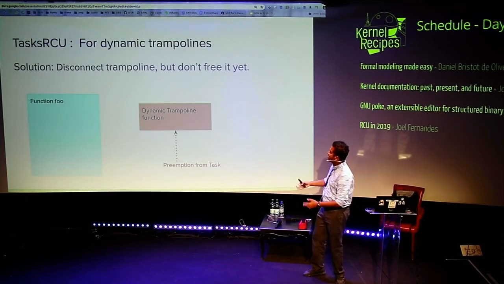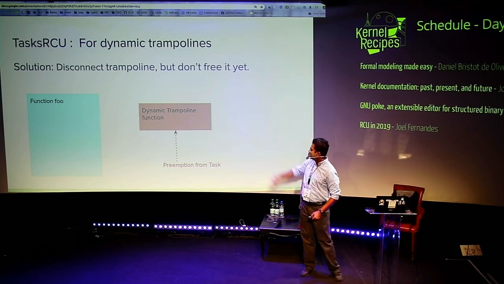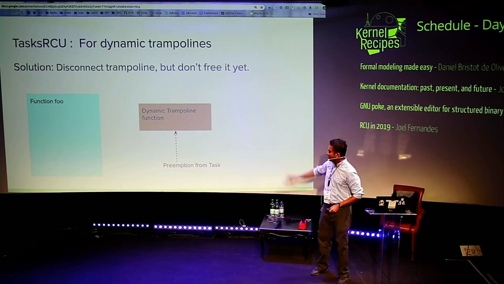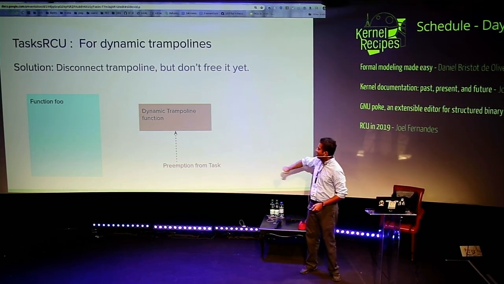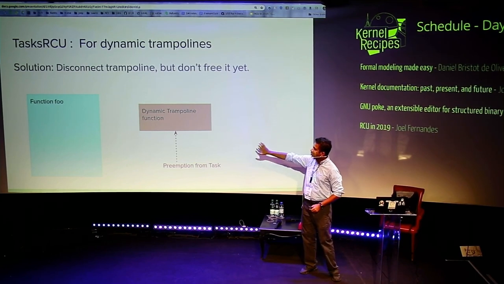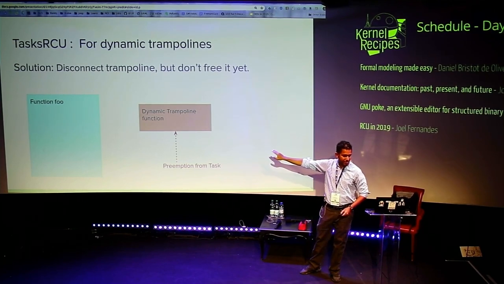So let's see how the solution works. What ftrace does is it disconnects the trampoline. So something is running on the CPU. Some task gets preempted while it's on the trampoline. So we are in that situation. Ftrace, when it's disabled, disconnects the trampoline from the function.